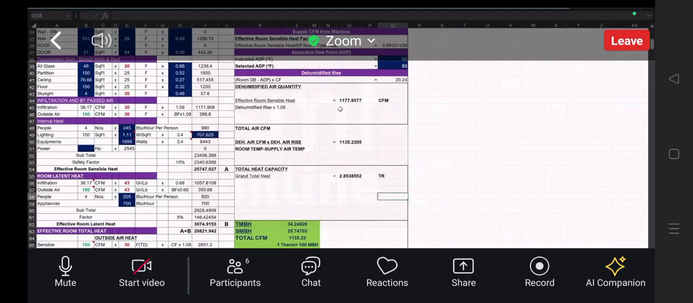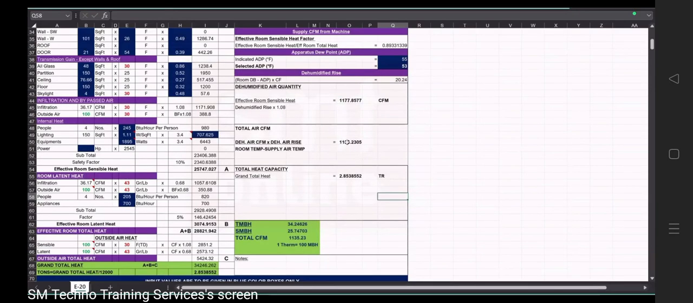Just to explain one more point here, you see total CFM and dehumidified CFM. In this case, total CFM is less than dehumidified CFM. So practically it is not possible. You see, dehumidified CFM is the air which loses the moisture on the coil out of total air. So total air cannot be less than the dehumidified CFM. So this is also one key point.